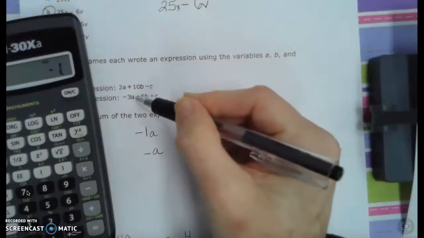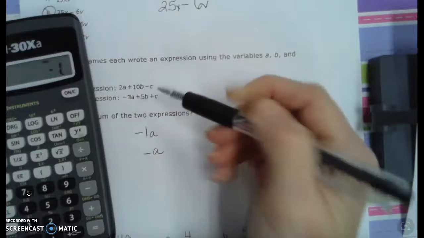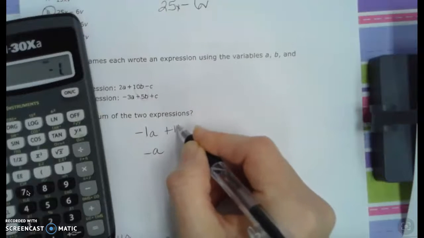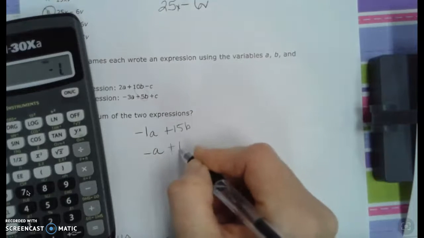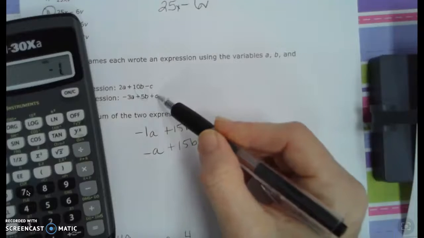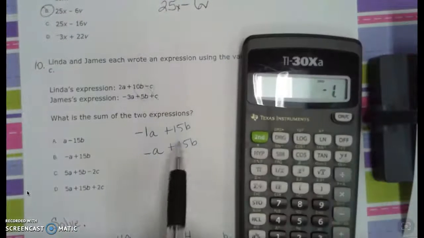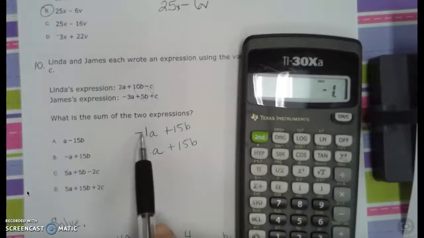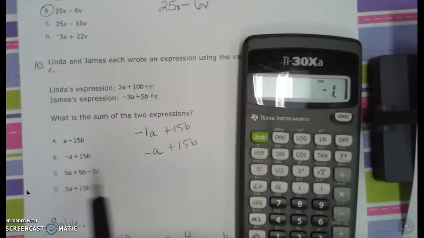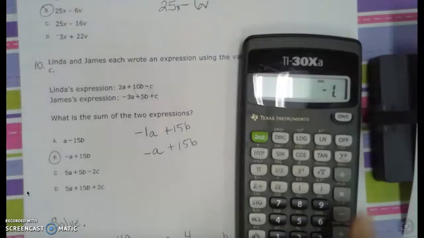Okay, probably don't need the calculator for the next one to add a 10 and a 5. That's going to be plus 15B. And then a negative C and a positive C, that's just going to cancel out. Okay, so we're going to look for which one of these match. And they didn't use the 1, and that's okay. You don't have to use the 1. But we want a negative A and a positive 15B. So our answer is going to be B.